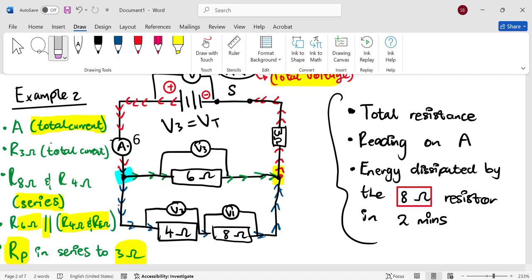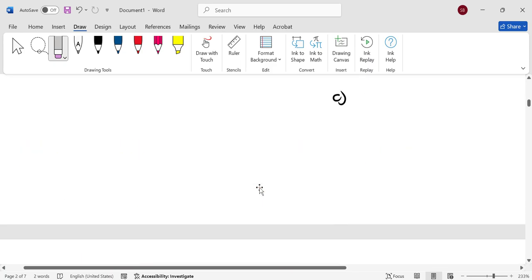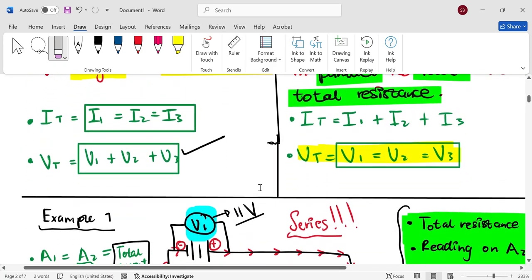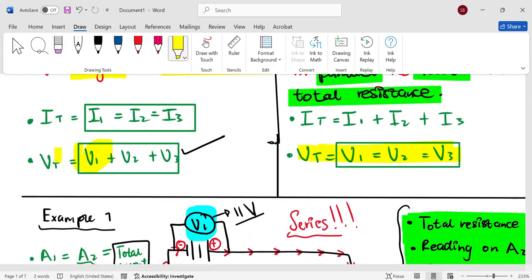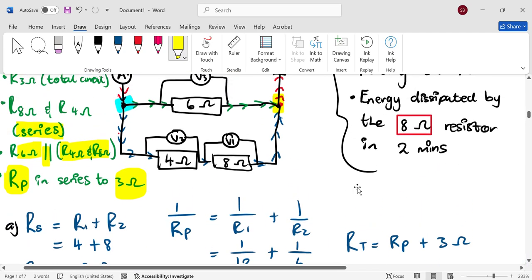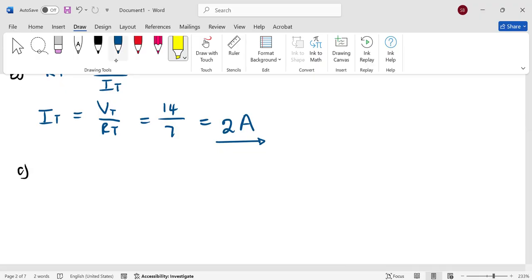Remember that voltages in series are divided proportionally, meaning the higher the resistor, the higher the voltage, right? But the main idea behind this is to actually go and see that. Remember when we did this, we said that this is true. So V total would be the sum of the individual voltages. So V total, which is also V3, so what you can say is that V3 equals V1 plus V2, right? Because V3 is also equal to V total, right?